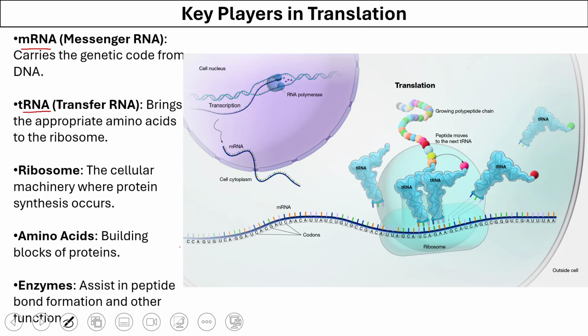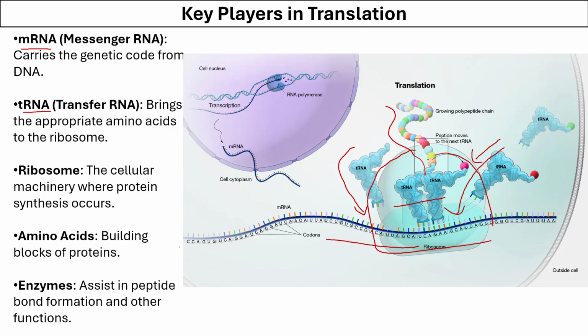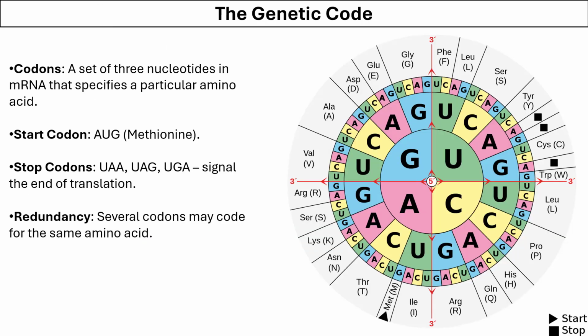tRNA carries different amino acids and brings them to the mRNA strand so that they can be joined together to form the polypeptide chain. Then you need the ribosome, which puts all the machinery together. It holds the mRNA on one side and tRNA on the other side, and this leads to the polymerization of the amino acid chain. Then you need amino acids, which are the building blocks of proteins, and there are several essential enzymes that you need for this process.